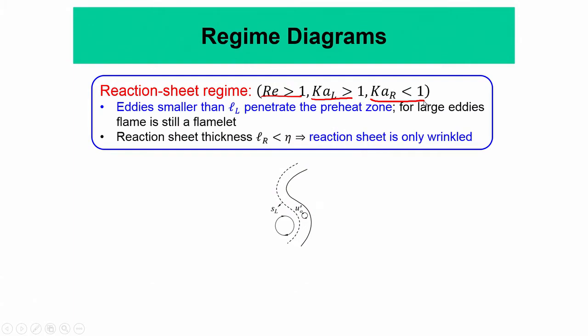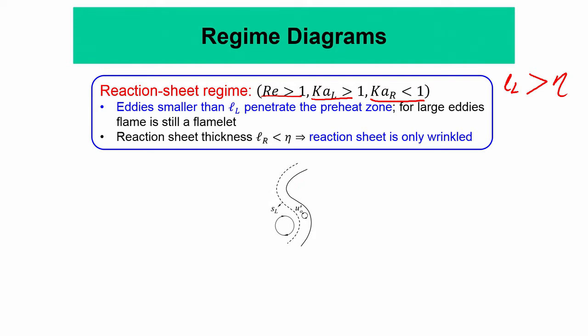So, this means that Karlovitz number greater than 1, as I have said, means that your L_L is greater than eta, and tau_L is greater than tau_eta. So, it means that eddies smaller than L_L, but still greater than eta, can penetrate the preheat zone. For large eddies, meaning eddies greater than L_L, the flame still behaves in a flamelet manner.